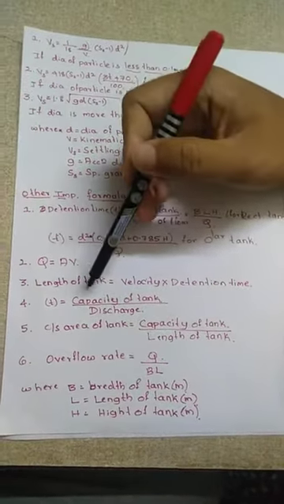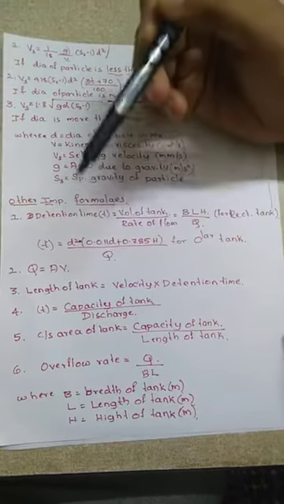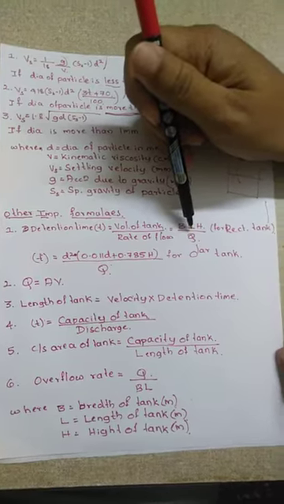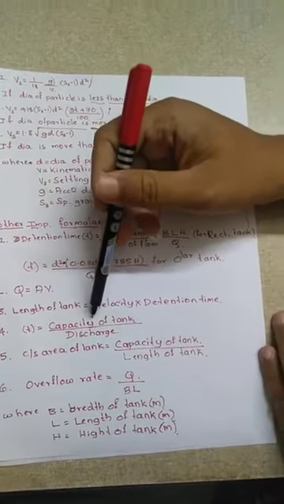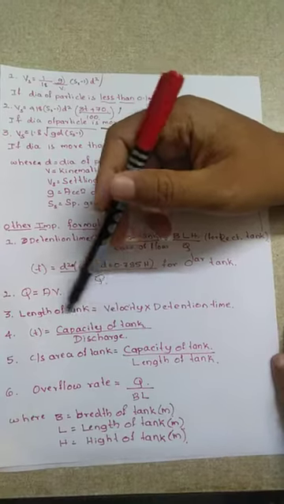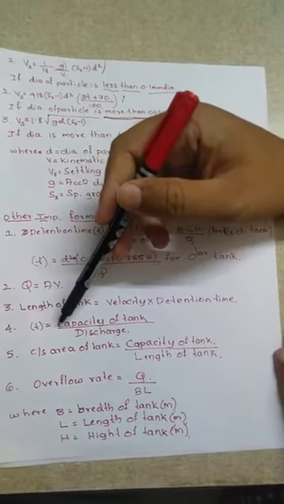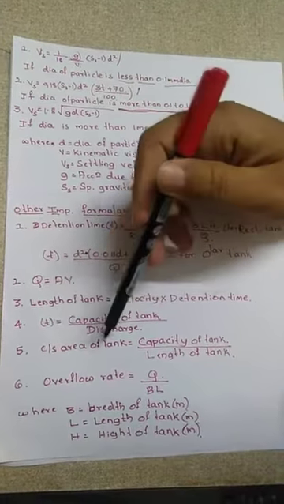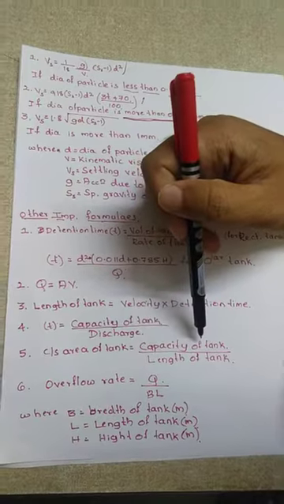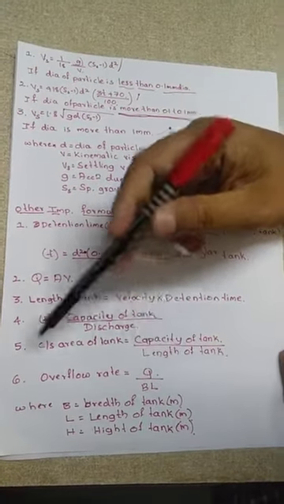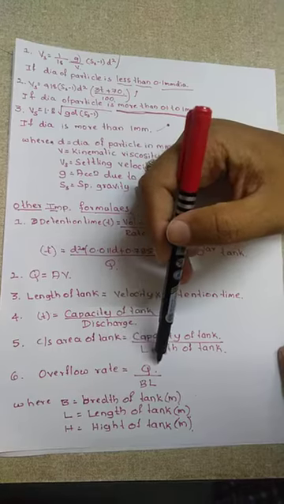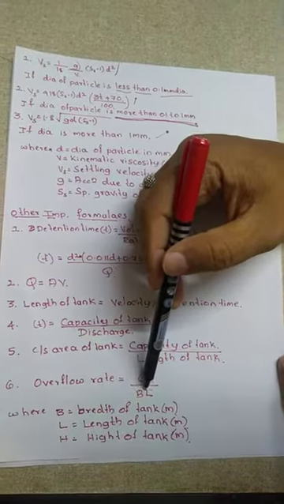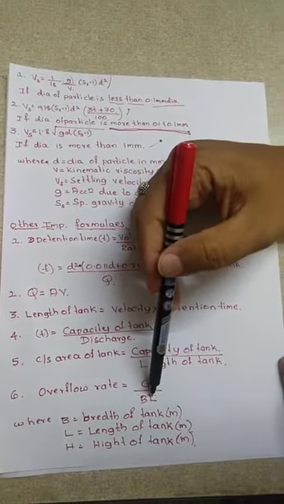Then the fourth: sometimes they may ask you for the detention time, so this particular formula you can also use, and sometimes they may directly give you the capacity of the tank. In that case, there is one more formula for determining the detention time, that is capacity of the tank divided by discharge. The next formula is cross sectional area of the tank is equal to capacity of the tank divided by length of the tank. Then overflow rate, for which we use discharge divided by BL, that is the surface area. BL stands for surface area, where B is the breadth and L is the length of the tank.